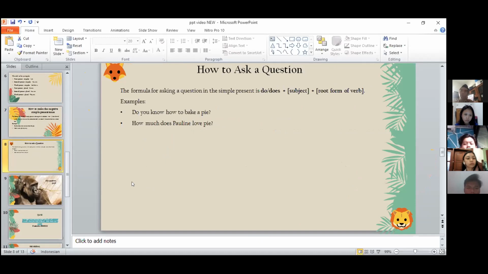How to ask a question? The formula for asking a question in the simple present is do or does plus subject plus the root. Like the examples: Do you know how to bake a pie? And how much does Pauline love pie?